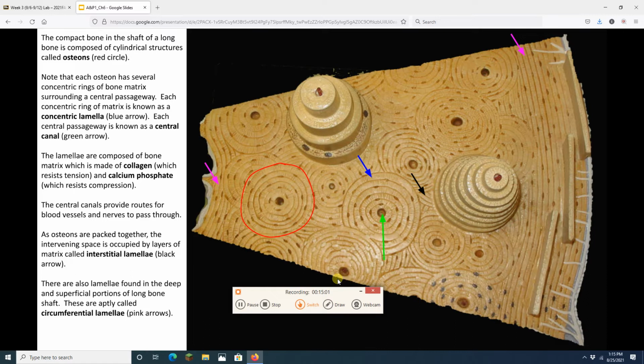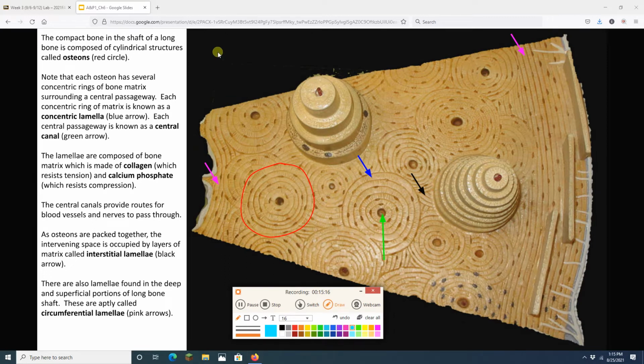So, like we said, we got lots of cylinders, all right? I put a red circle around a whole bunch of concentric cylinders, concentric rings. Do you know that word concentric? That's a good word. Concentric refers to things that are sharing the same center. So each one of these rings of bone tissue has the same center right there, okay? So those are concentric rings of bone tissue. And this collection of concentric rings of bone tissue is called an osteon.